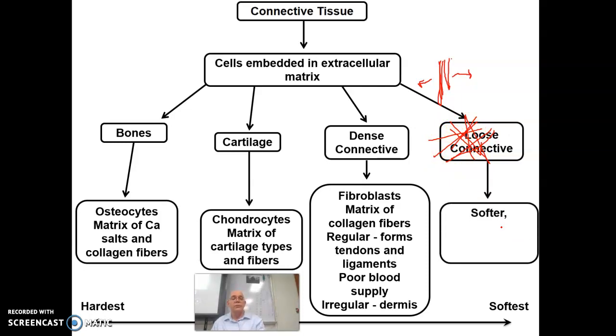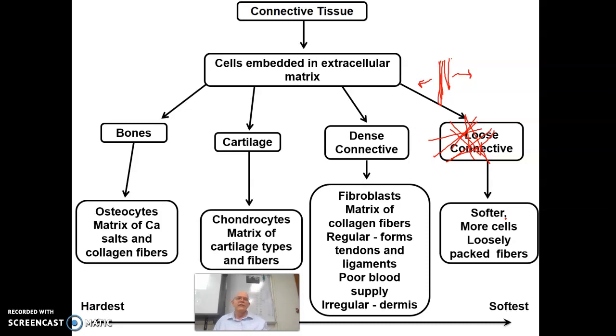The cells would still be called fibroblasts because they're still making fibers, just like we did over here. You've got fibroblasts, so the cells are there. You still have a matrix of fibers, but these tend to be softer because you have more cells, less fibers. All right, and so they tend to be soft, and they're not packed very tightly. So these are kind of squishy tissue.